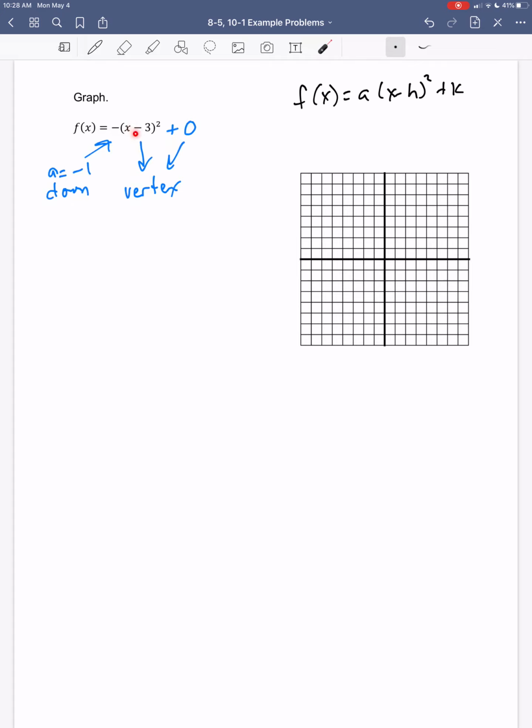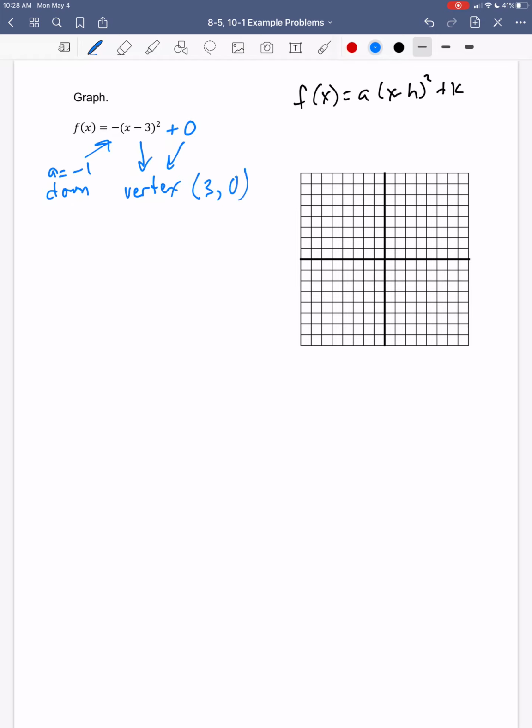And so when I look at this stuff, I see that my vertex, well, it's always, what would you have to put in for x here to make this 0? Well, 3 minus 3 would be 0. So my vertex has an x-coordinate of 3. Well, then 3 minus 3 is 0. 0 squared is 0. Negative 0 is 0. 0 plus 0 is 0. So my vertex is going to be at 3, 0.